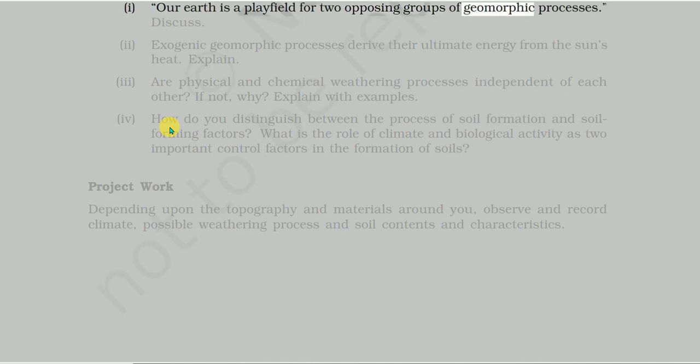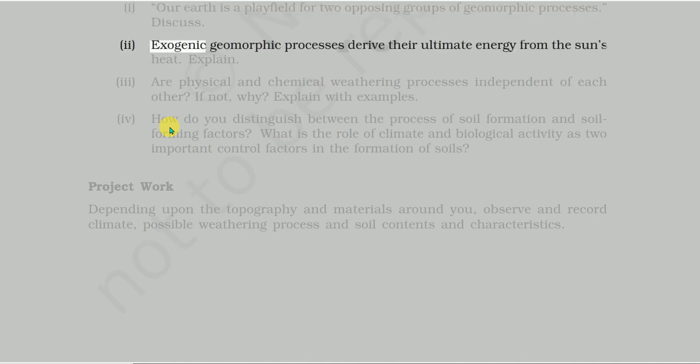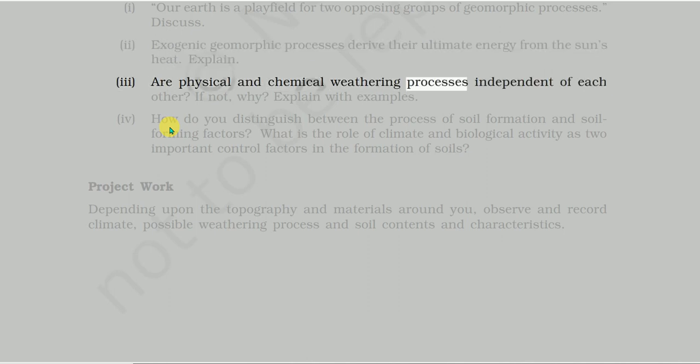3. Answer the following questions in about 150 words. 1. Our Earth is a playfield for two opposing groups of geomorphic processes. Discuss. 2. Exogenic geomorphic processes derive their ultimate energy from the sun's heat. Explain. 3. Are physical and chemical weathering processes independent of each other? If not, why? Explain with examples.